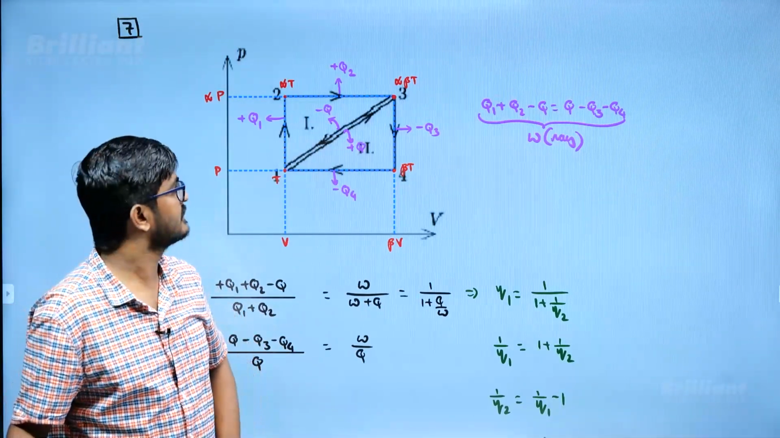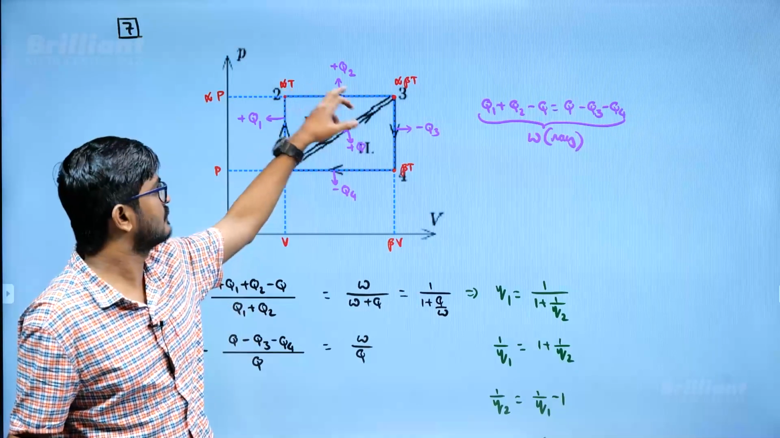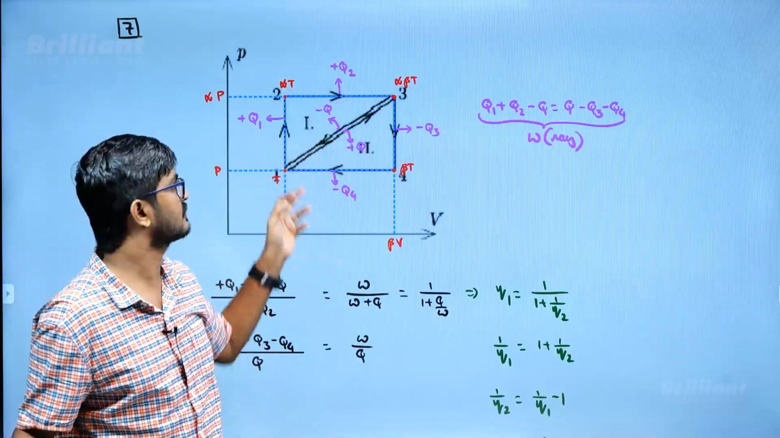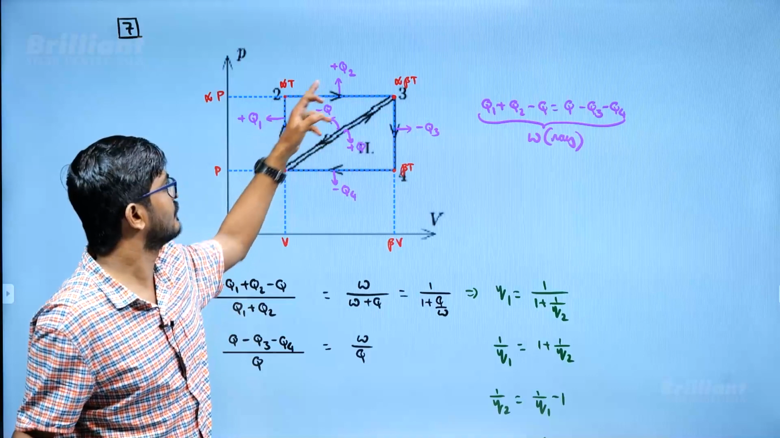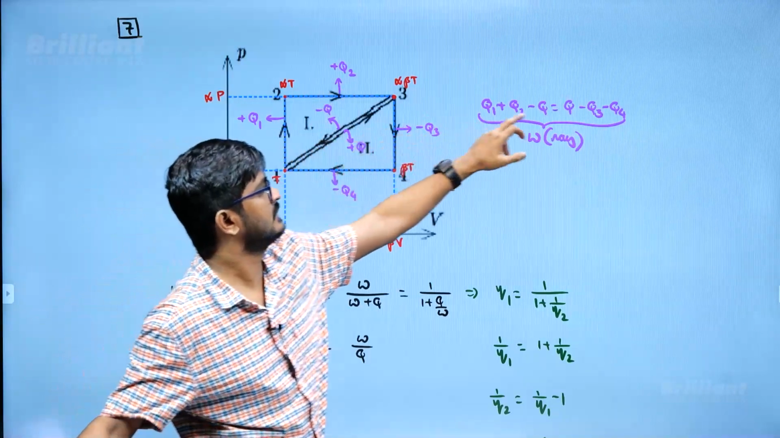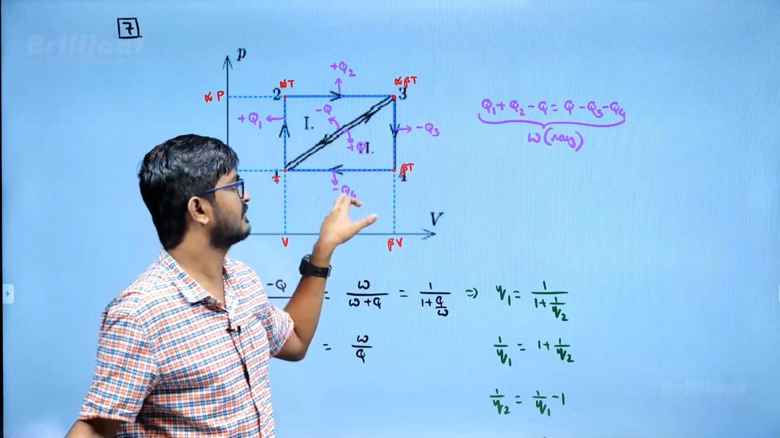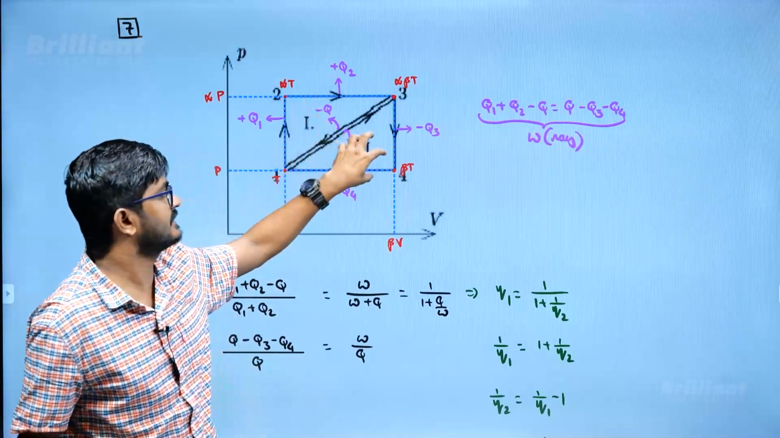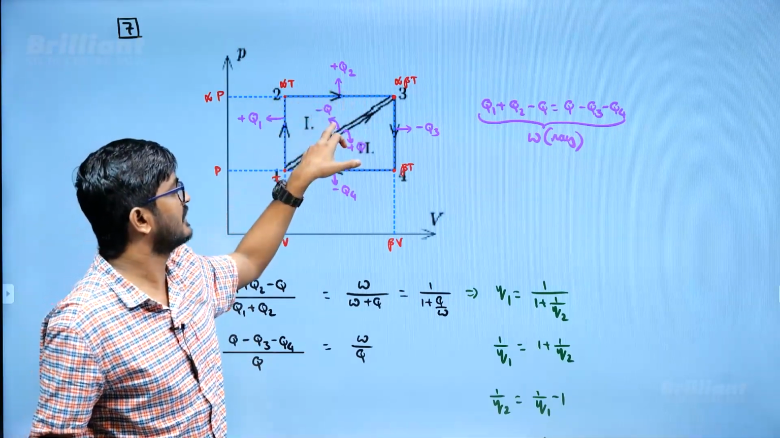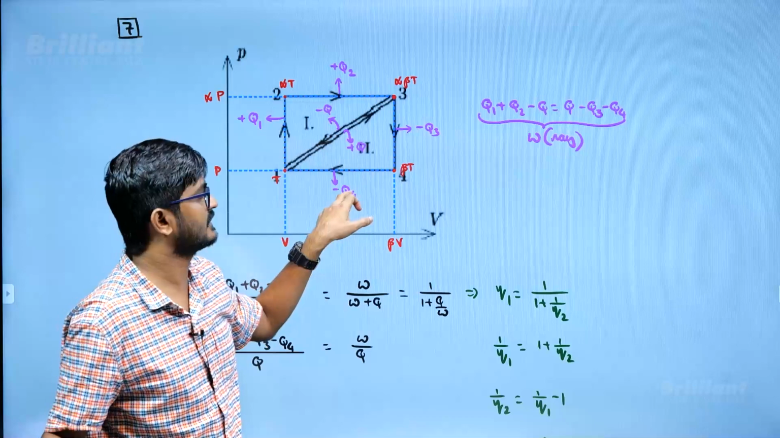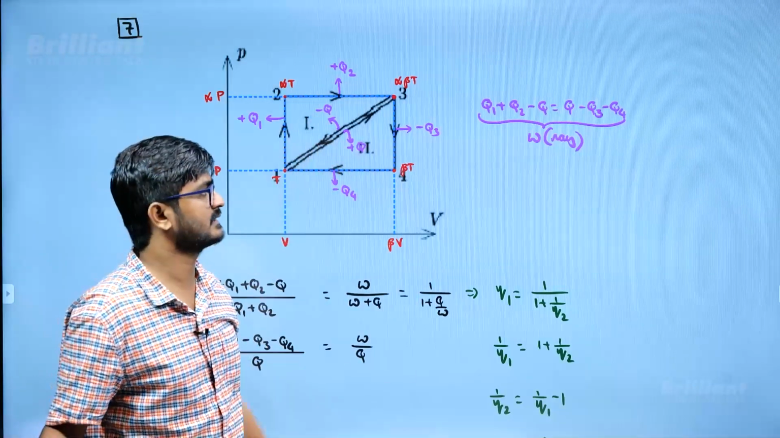Now in a cyclic process, change in internal energy will be 0. So if I want to calculate work done, I can say it is Q1 plus Q2 minus Q. Or in this one I can say Q minus Q3 minus Q4. So I can say this area is same as this area, or Q1 plus Q2 minus Q must be same as Q minus Q3 minus Q4, which is work done in both the cases, right?